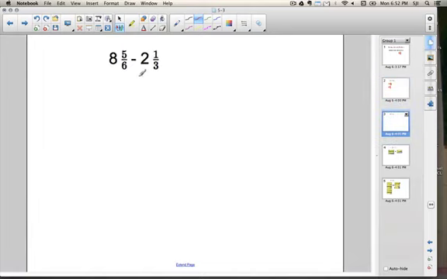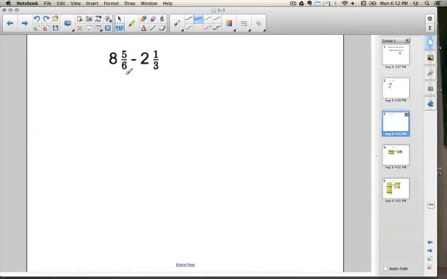Let's take a look at a subtraction problem. Here, when I take a look at this, the very first thing that I notice is my denominator over here is 6, and the denominator over here is 3. So that means we need to find a common denominator. In other words, we need to find some number that both 6 and 3 can go into. And remember, it has to be as big as the biggest number or bigger.